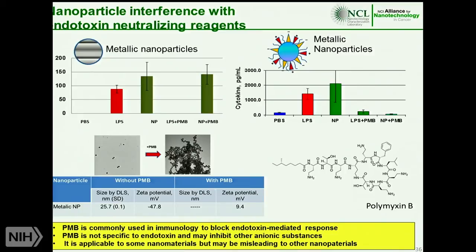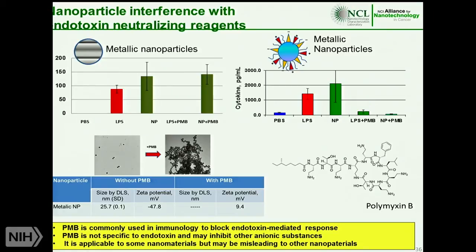It is inactivating endotoxin because polymyxin B interacts with LPS electrostatically. So any anionic material can also be neutralized by polymyxin B. In this case, the metallic nanoparticles have hydrodynamic size of about 26 nanometers and approximately minus 47 millivolts of zeta potential. But in the presence of polymyxin B, particles aggregate to a micron size, and DLS is unable to measure the size of these particles, and you can see it by transmission electron microscopy. And the zeta potential of these materials is neutral. From minus 47, it becomes 9.